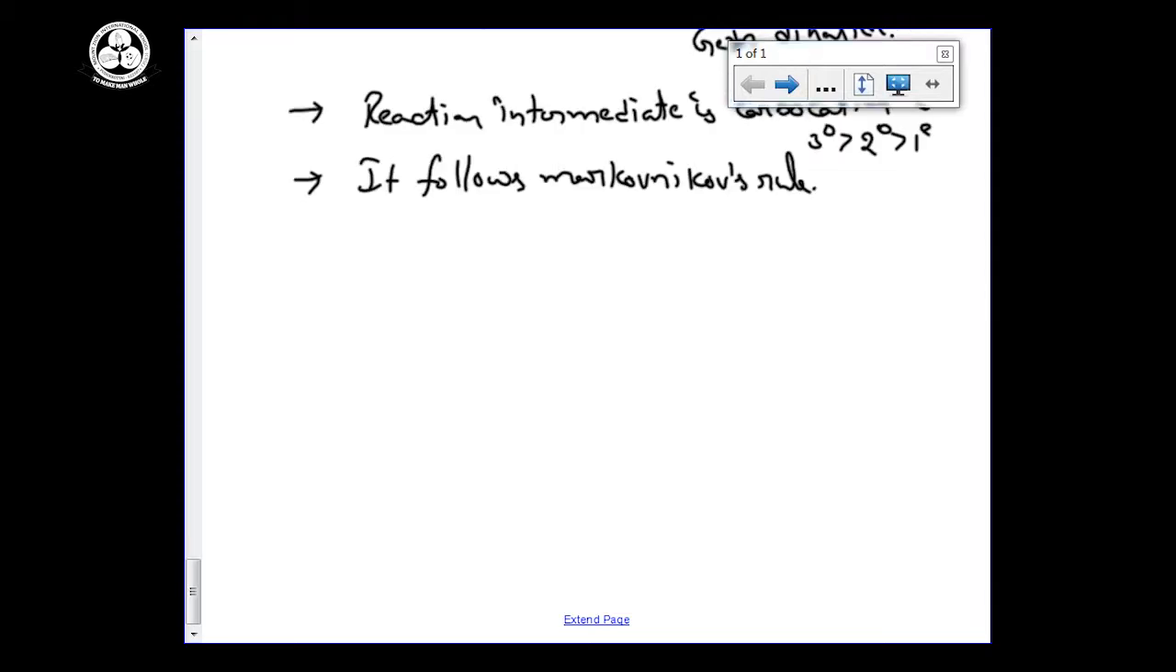And one more effect I am telling you, that is the Kharasch effect or peroxide effect. For suppose I am taking RC triple bond CH and adding HBr. I am adding HBr in the presence of peroxide. In the presence of peroxide, we follow anti-Markovnikov's rule.